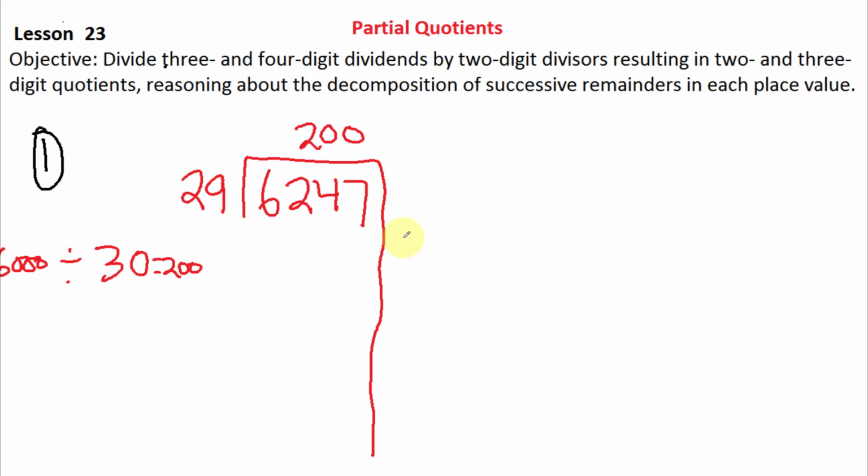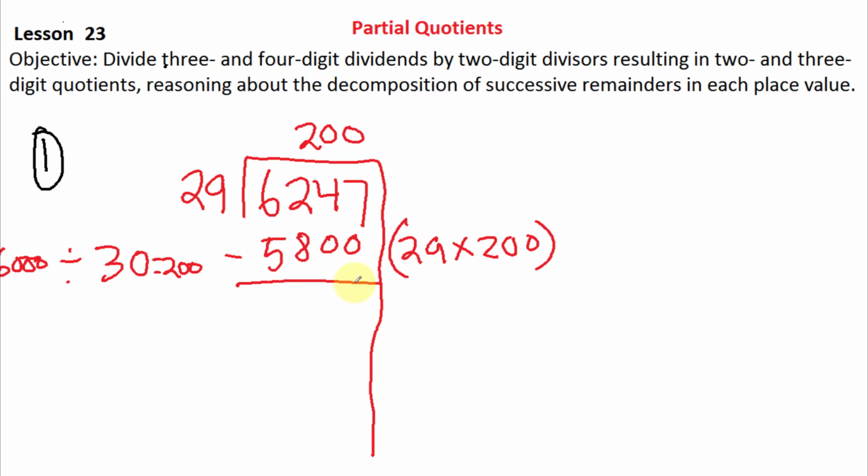We have our divisor times our partial quotient of 200, and we'll go ahead and multiply that out. 2 times 29 is 58, so we have 5,800 to start on our estimate. We'll go ahead and subtract that. We have 7, 4, 62 minus 58 also leaves me 4. So now I have 4,447 remaining to divide by 29.